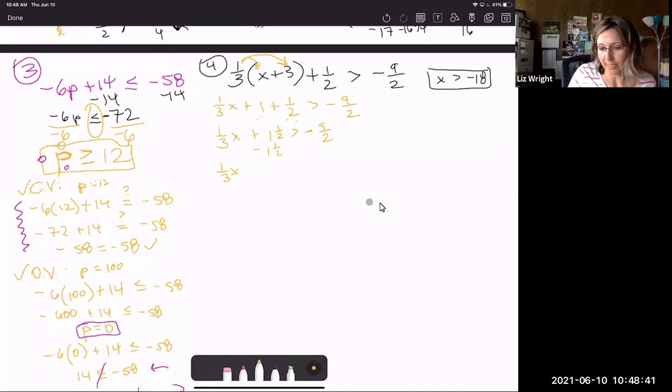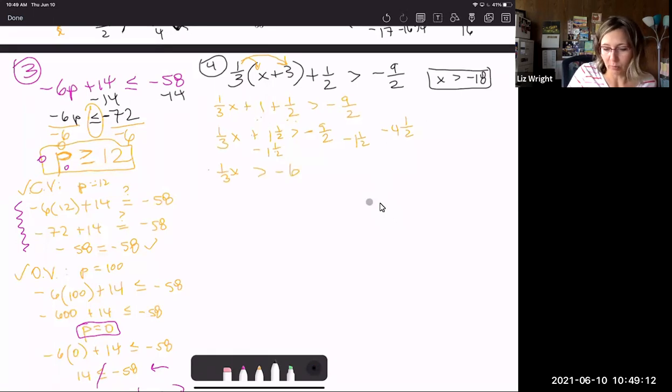I'm going to go ahead and say, I'm going to subtract this 1 1/2. And I'm thinking about how -9/2 is essentially -4 1/2, right? So I've got -4 1/2, and then I'm taking away another 1 1/2. So 4 and 1 is 5. 1/2 and 1/2 is another 1. So it's going to be -6. So then I'm going to have 1/3 x is greater than -6.